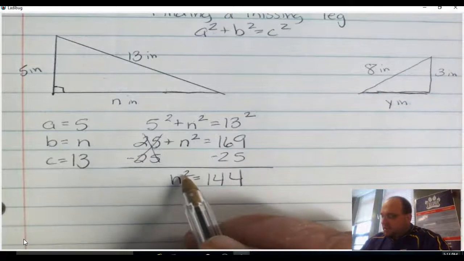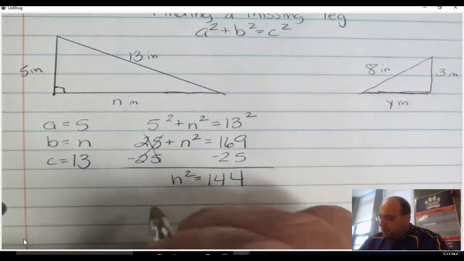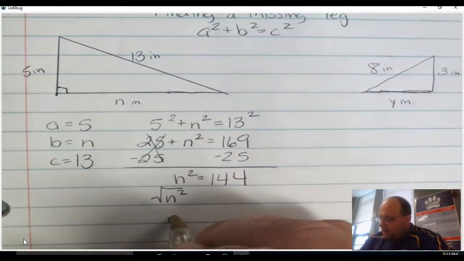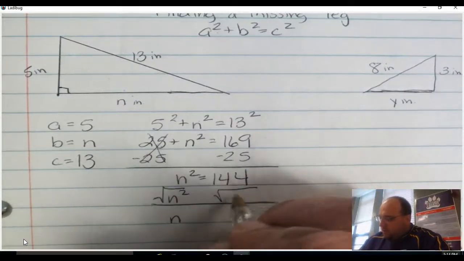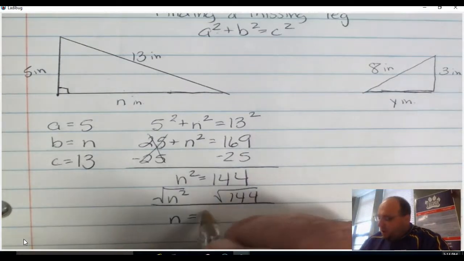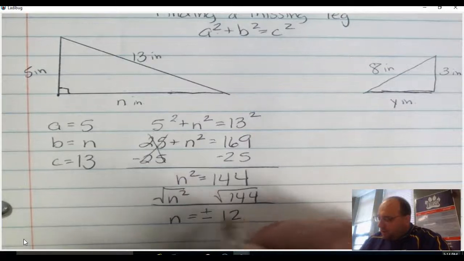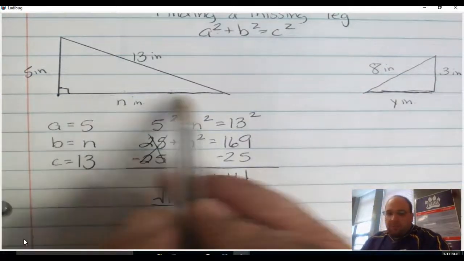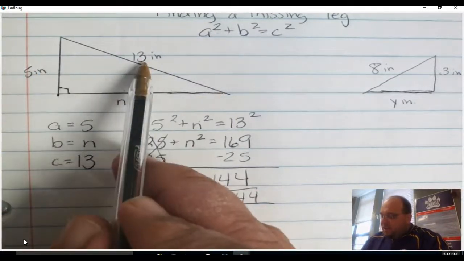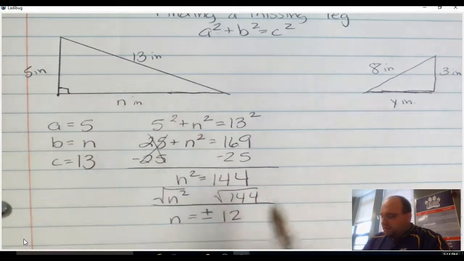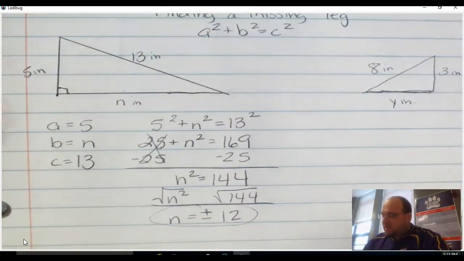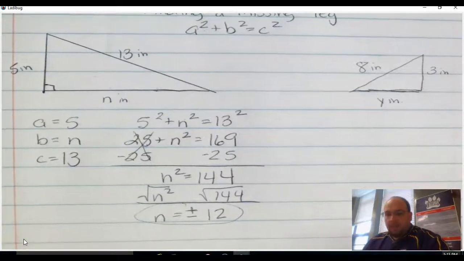Now that n is by itself and I have everything simplified, I'm going to do the square root of n squared, because that's how I get rid of the squared, and I end up with just n. Over here, I'm going to do the square root of 144, which is either positive or negative 12. The answer that makes sense is positive 12, because this length has to be positive, because this one's 5, this one's 13, and you can't have negative lengths. So n equals positive 12. Let's look at the other one.